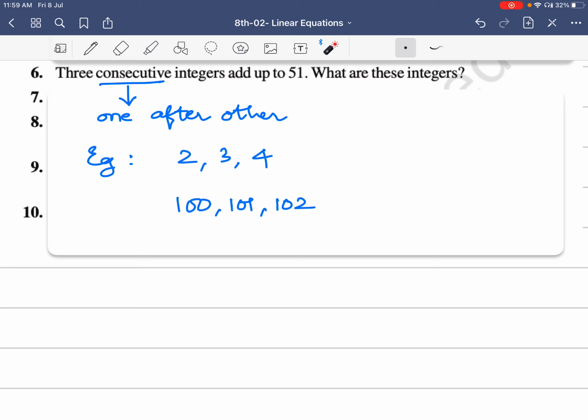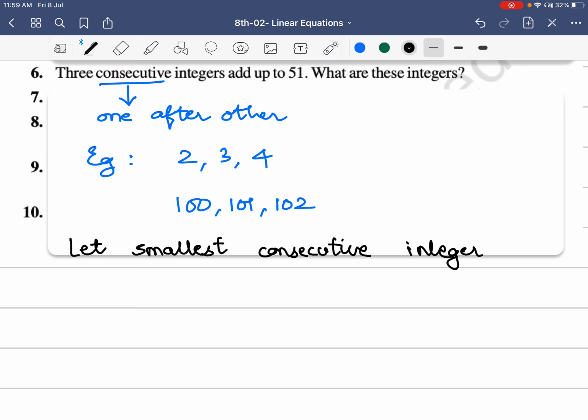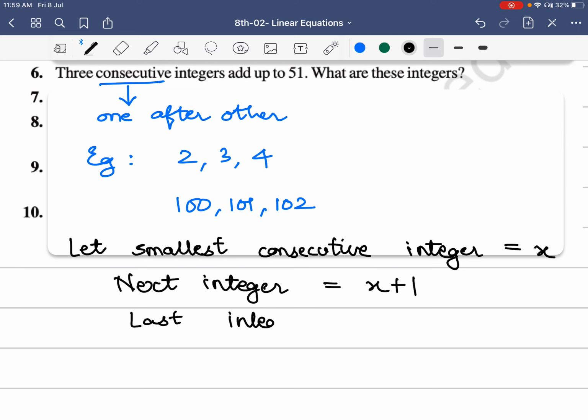Now, let the smallest consecutive integer be equal to x. So what will be the next integer? The next integer is going to be x plus 1, because they are consecutive, and the last integer is going to be x plus 2. This is by the definition of consecutive integers.